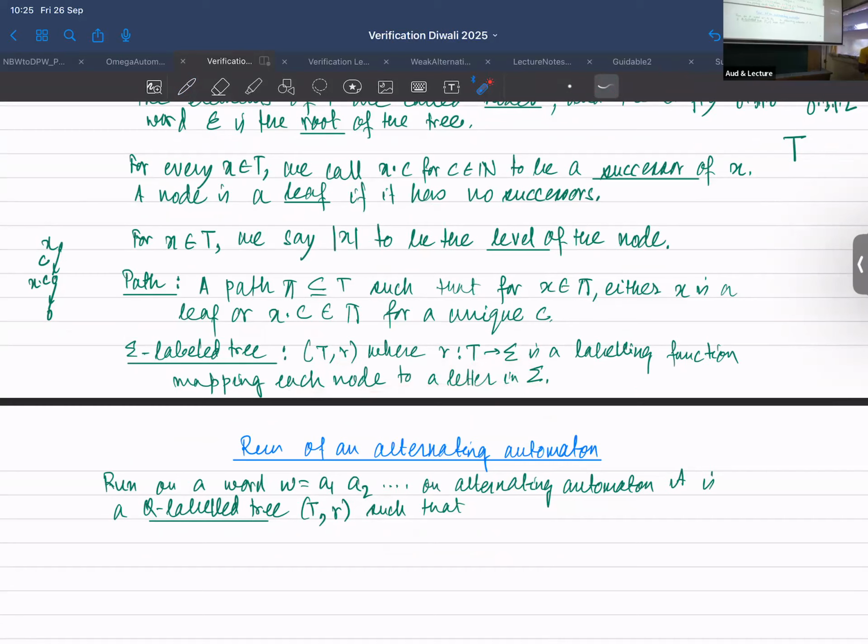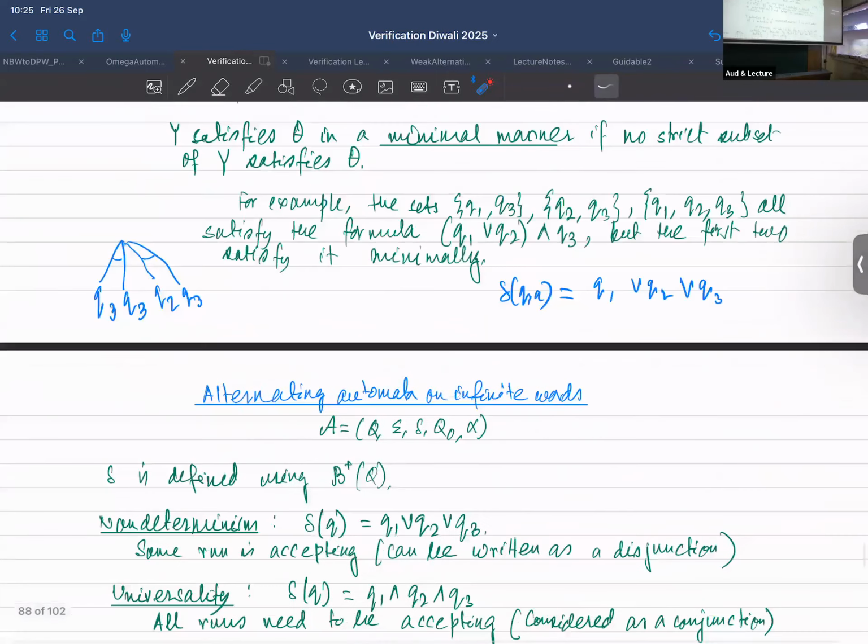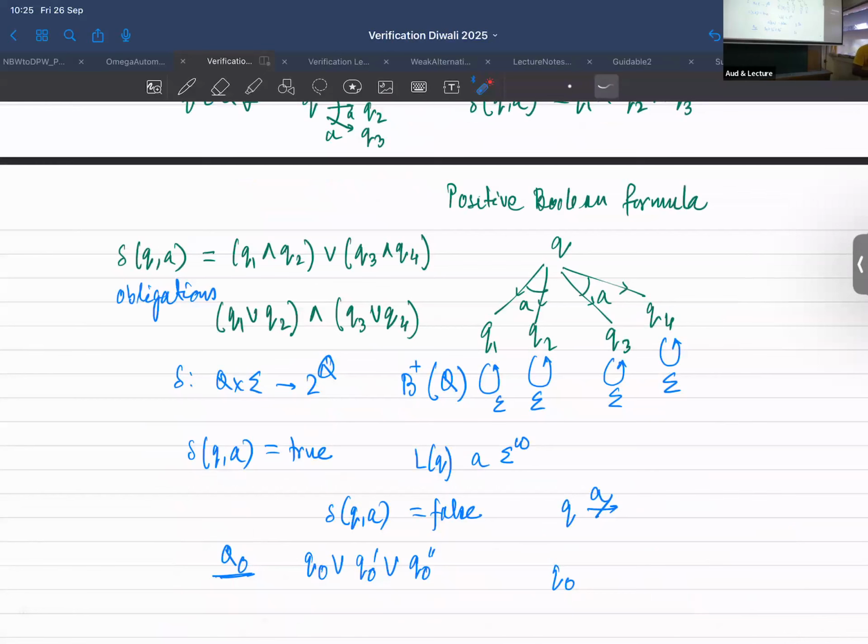Okay. And in particular, when we are talking about a run, a run tree in this alternating automaton, what is the labeling function? How will it look? It's a what labeled tree? Sigma labeled tree. What is sigma going to be? Each edge should be labeled with something in sigma, right? Because we have transitions. So for example, when we were saying earlier, it will be a logical formula.